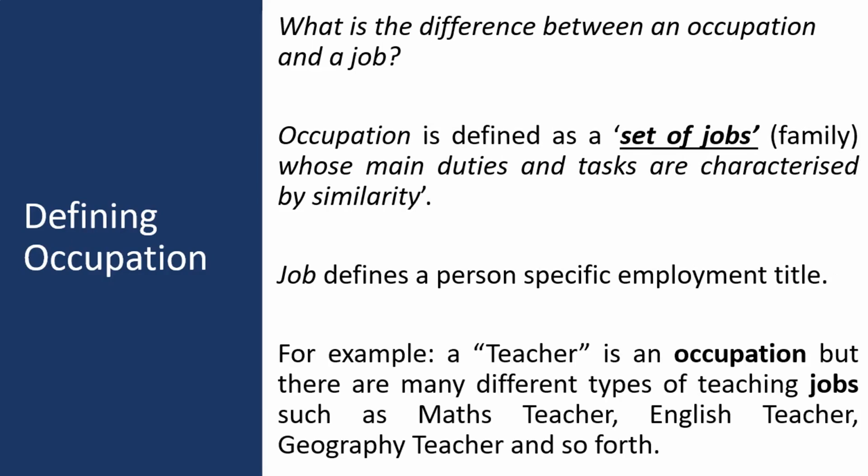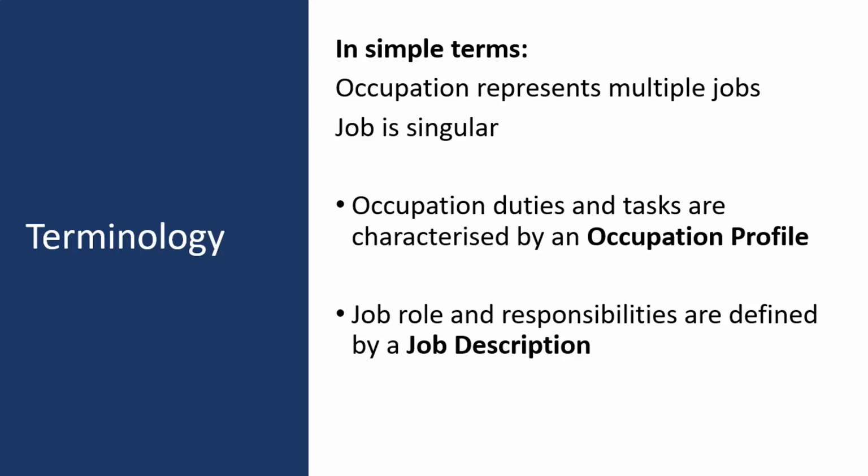An occupation is a group or family of jobs with similar duties and tasks. For example, teacher is an occupation, but within this occupation there are many different jobs, such as maths teacher, English teacher, or geography teacher. In simple terms, an occupation represents multiple jobs, while a job is a single specific role. Occupations are characterized by their profiles, which outline key duties and tasks. Meanwhile, jobs are defined by descriptions that detail specific roles and responsibilities.